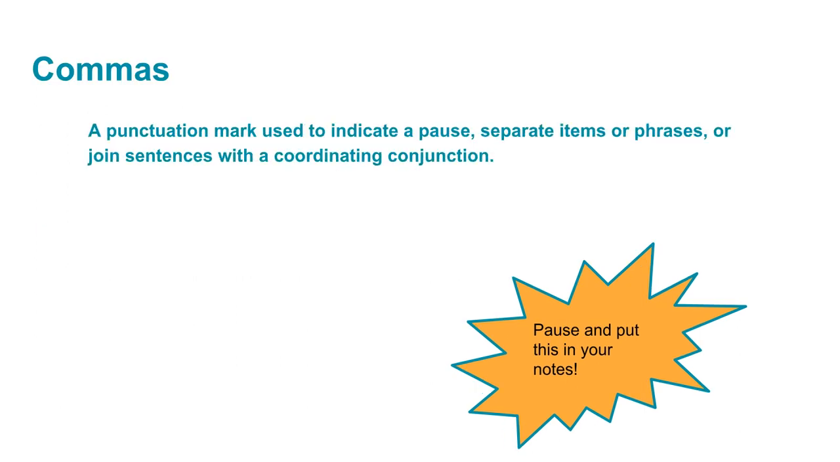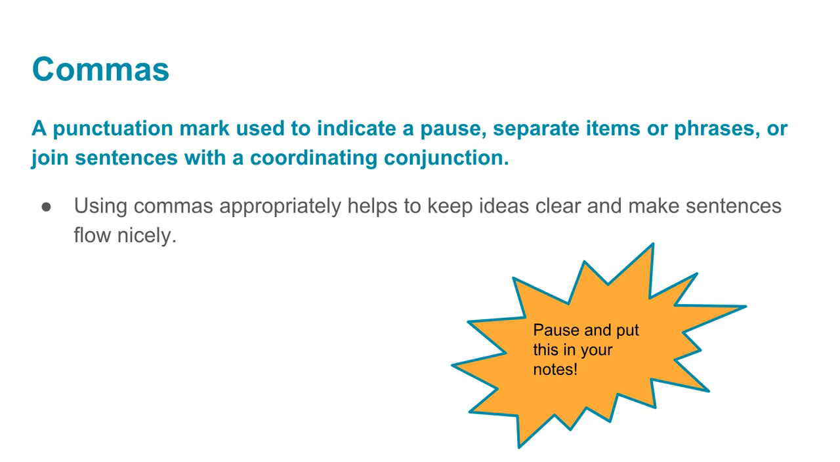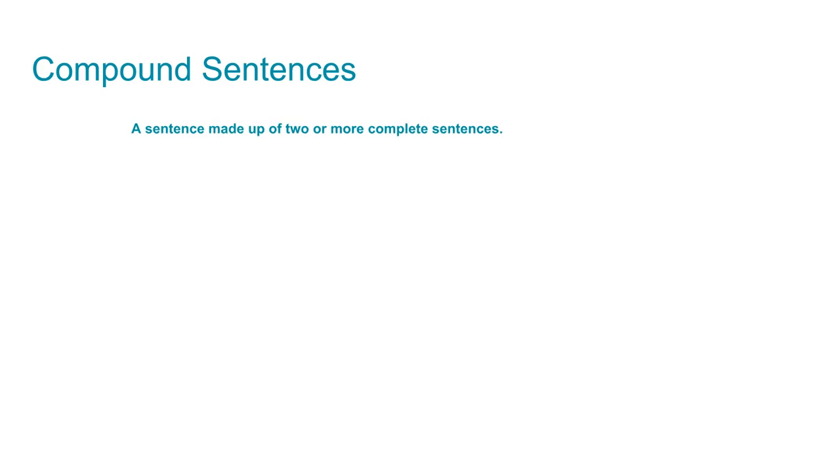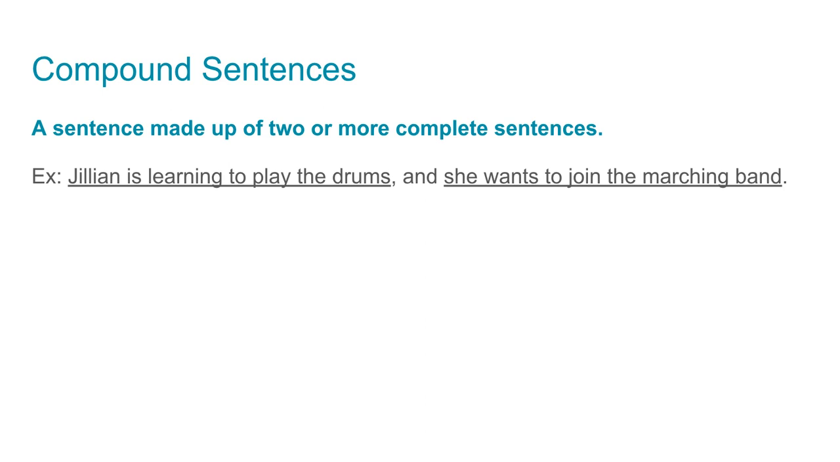And as always, a comma is just a punctuation mark that we use to indicate a pause, separate items or phrases, or join sentences with a coordinating conjunction. It helps us keep our ideas clear and make our sentences flow nicely, and you should have this in your notes. A compound sentence, you may recall, is a sentence that's made up of two or more complete sentences. For example, Jillian is learning to play the drums is a sentence. She wants to join the marching band is a sentence, and we join them into one sentence with the word and.